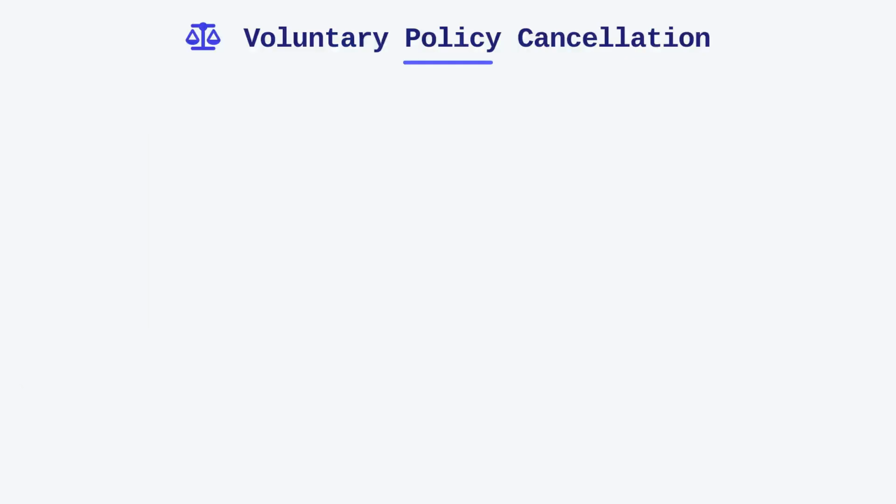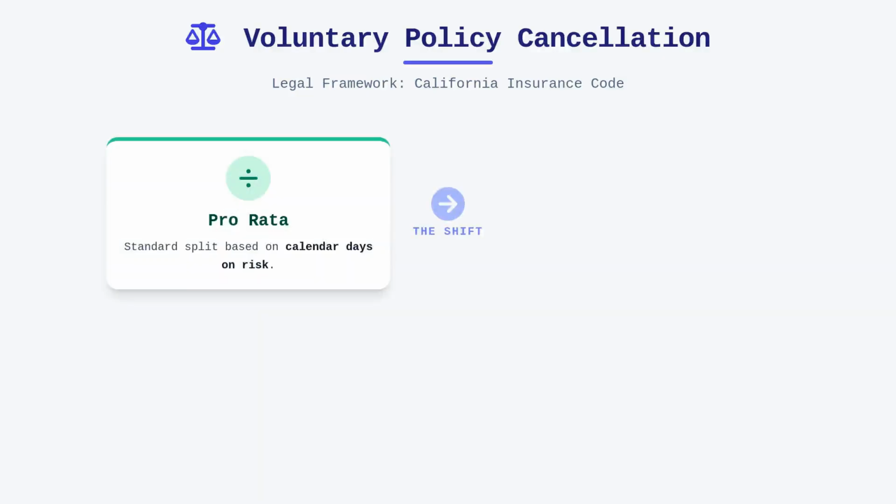The legal framework shifts significantly when the termination is a voluntary, insured-initiated cancellation. When a policyholder chooses to cancel their own coverage midterm, the California Insurance Code permits insurers to utilize a short rate calculation method rather than a standard pro rata split.